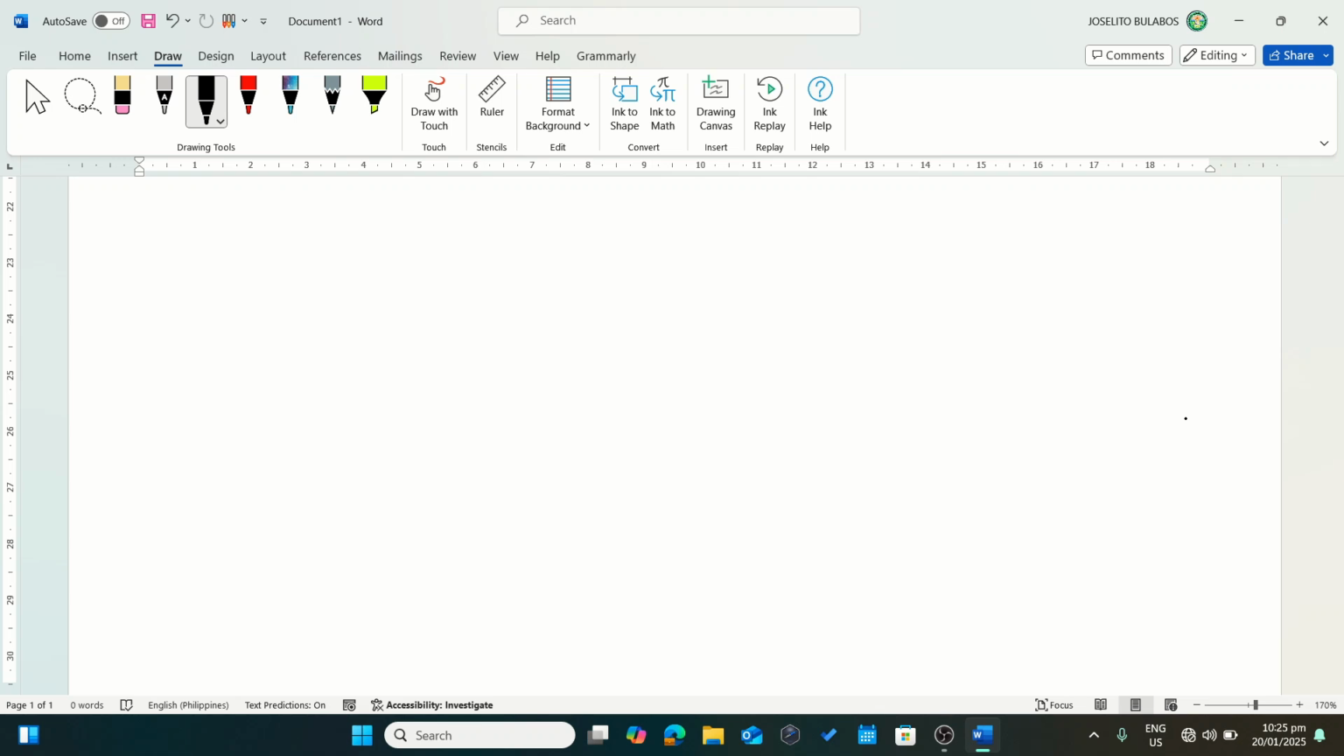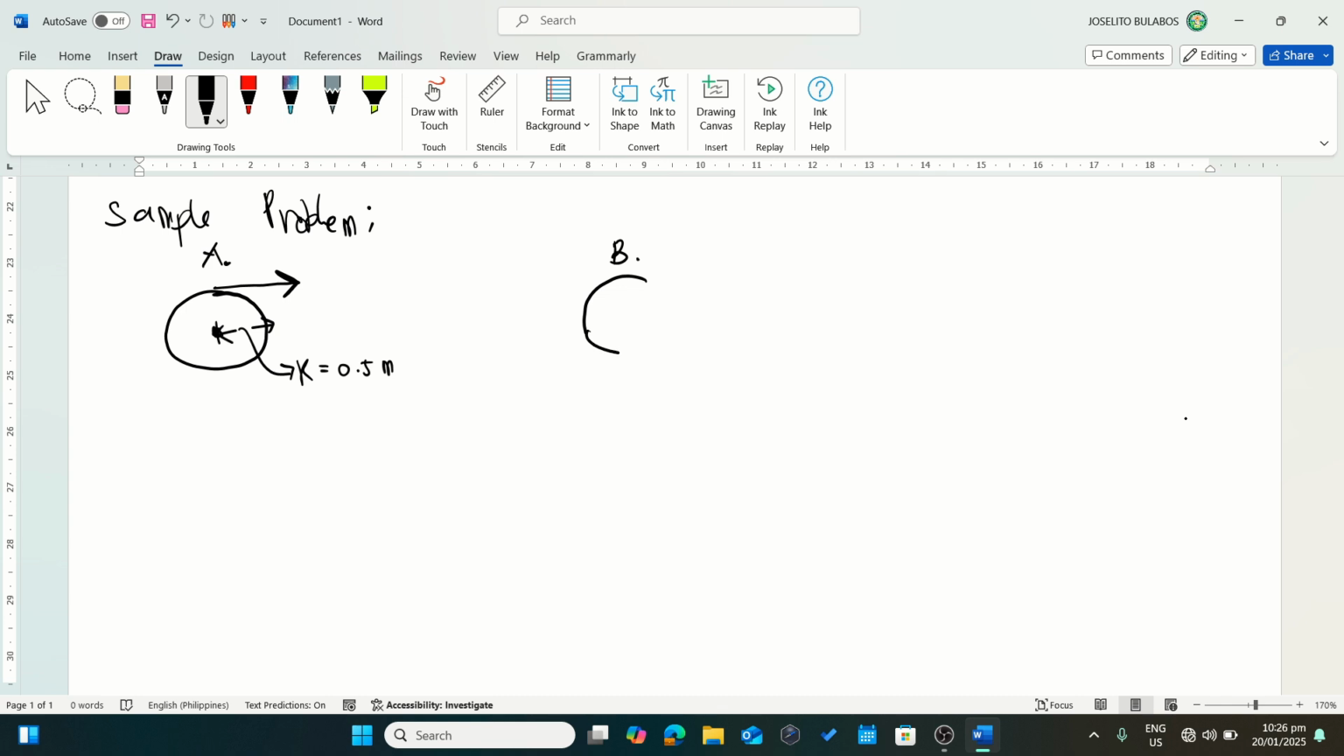Let us have a sample problem. Suppose you have a wheel with a radius of, let's say, 0.5 meters. Now you turn the wheel in this direction, so the wheel will move from point A to point B. This will be our position B, and this is the final position of our wheel.